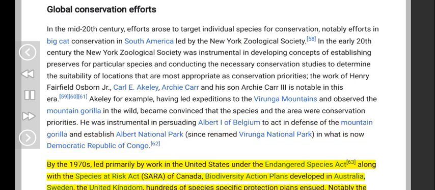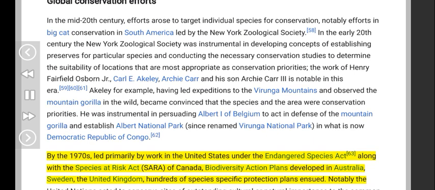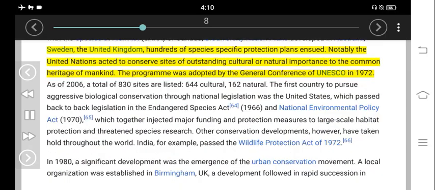By the 1970s, led primarily by work in the United States under the Endangered Species Act, along with the Species at Risk Act, SARA, of Canada, biodiversity action plans developed in Australia, Sweden, the United Kingdom, hundreds of species-specific protection plans ensued. Notably, the United Nations acted to conserve sites of outstanding cultural or natural importance to the common heritage of mankind. The program was adopted by the General Conference of UNESCO in 1972. As of 2006, a total of 830 sites are listed, 644 cultural, 162 natural.